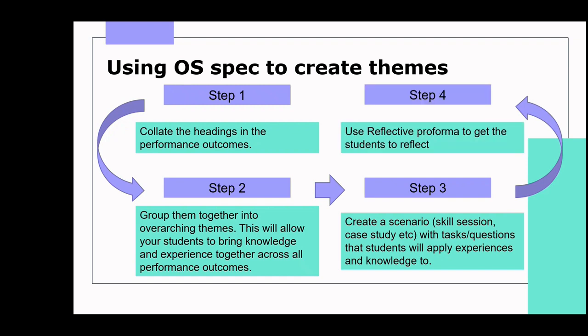And finally, then get the students to use reflective logs to allow them to reflect on what they need to do in order to improve. This strategy could be a key way to holistically and synoptically assess student progression.